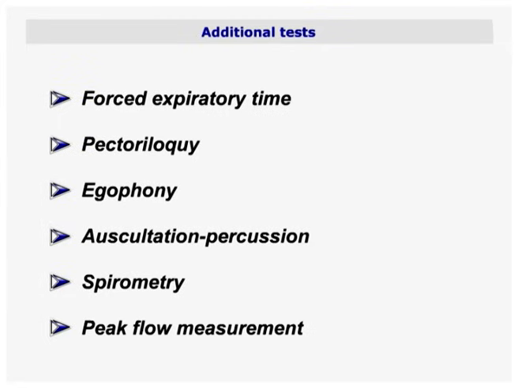In addition to the above basic assessment of the respiratory system, there are several other assessment techniques and tests which can be added. Some of these include forced expiratory time and peak flow measurements, pectoriloquy, ergophony, combined auscultation percussion, and spirometry measurements. To view the demonstration on peak flow measurement, select this from the main menu.